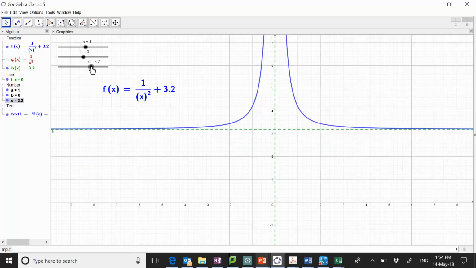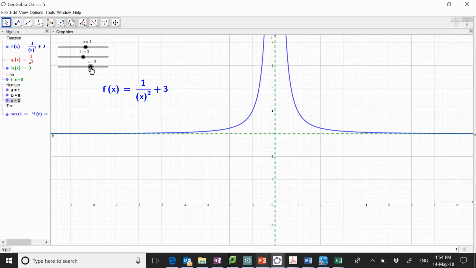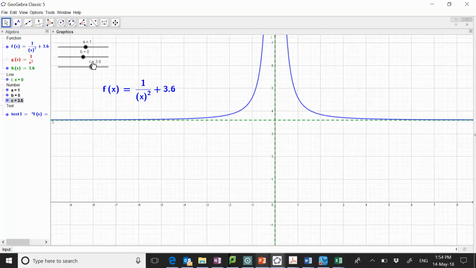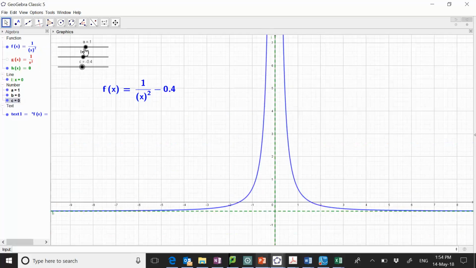When I go asymptote 3, it goes up to 3. You can see how it just goes up and down. So the only thing that changes is your asymptote. But look at the vertical asymptote. It doesn't change. See, the vertical asymptote doesn't change at all.